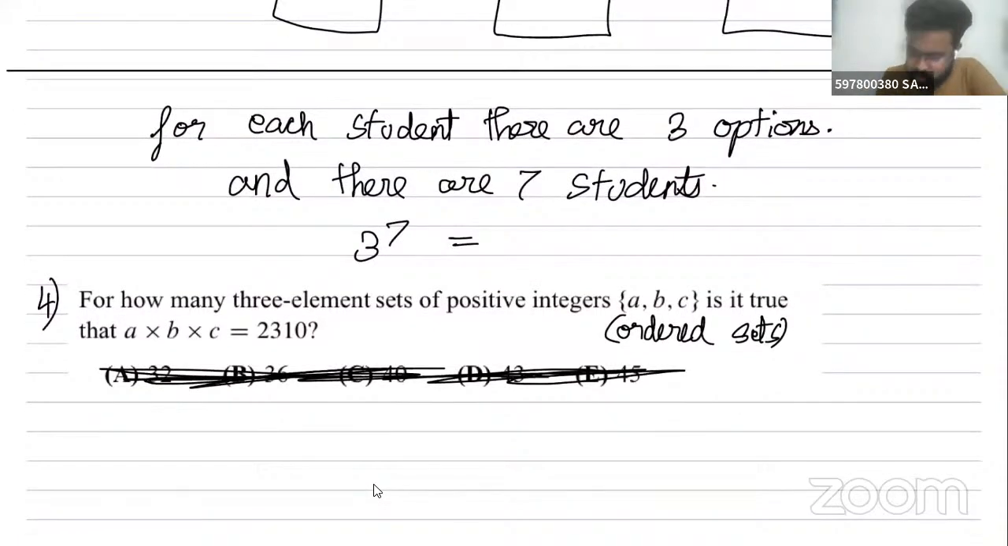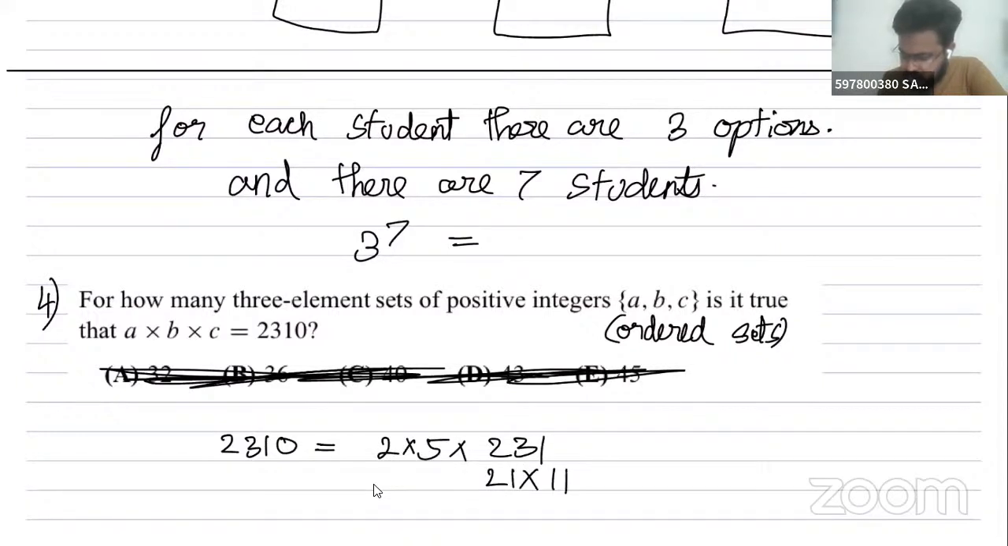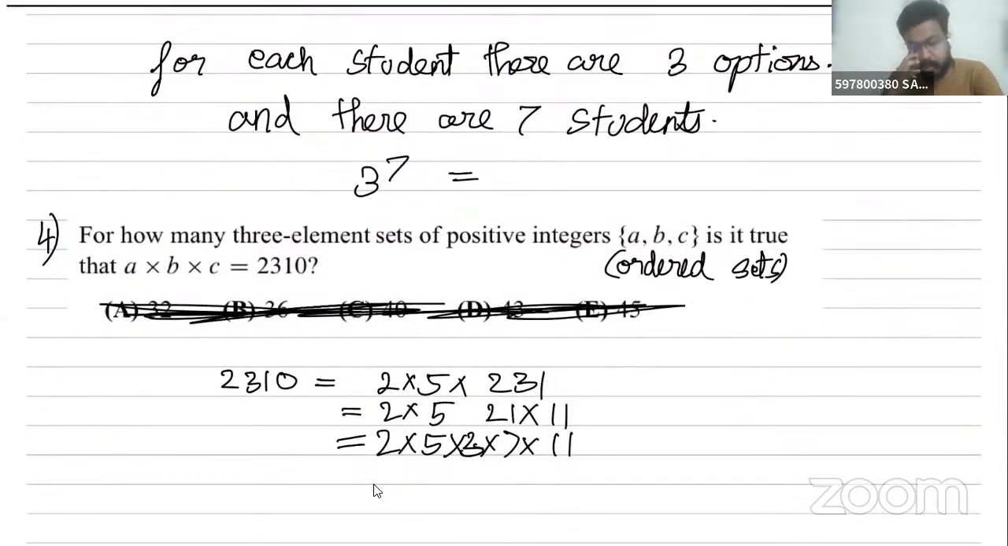So basically, what was supposed to be done over here was 2310 is equal to 2 times 5 times 231, where 231 is 21 times 11, and 21 can be written as 3 times 7. So we have 2 times 5 times 3 times 7 times 11. So we have five prime numbers, and now if the situation is the same, we are asking these five prime numbers which set do you want to go into, either A, B, or C. So in that case, it will become 3 to the power 5.